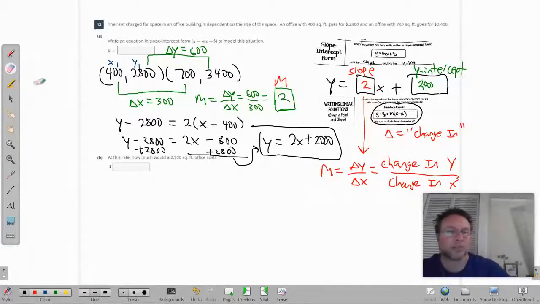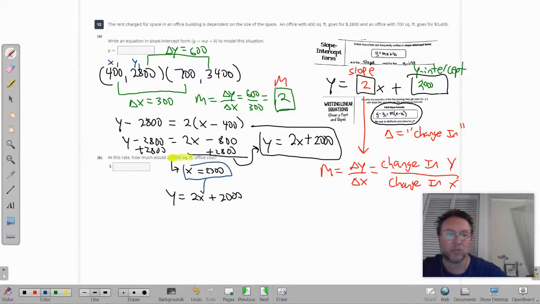Now it's asking how much would it cost if we wanted to do a rental of 2,300 square feet. Well, what that's saying is, what if x was equal to 2,300? Well, if it was, I'm just going to plug it in. I'm taking my rule, and I'm just going to substitute this in. So if x is 2,300, I'm just going to plug it in.